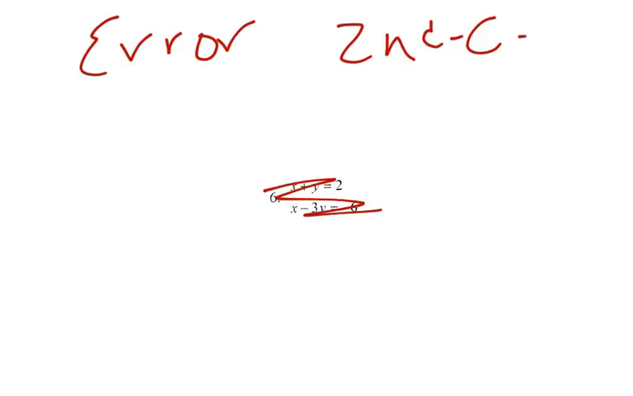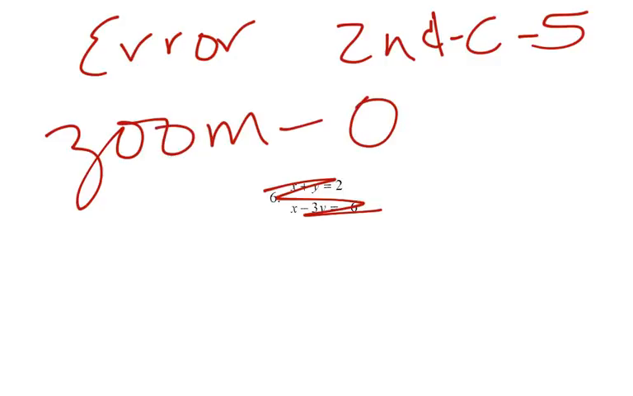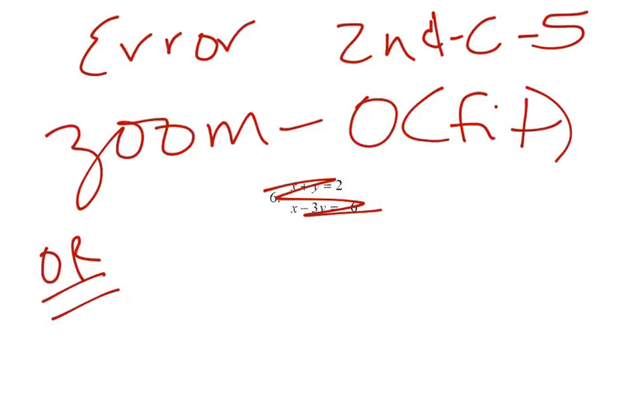Okay, we've already done number 6, but I do want to tell you that sometimes you're going to get an error when you do your second calc 5. If you get that error, it's one of two things. Either you need to go to zoom 0 for fit, because it just couldn't see where the lines were crossing each other, and then do your second calc 5 all over again. Or it could be that your lines are parallel.